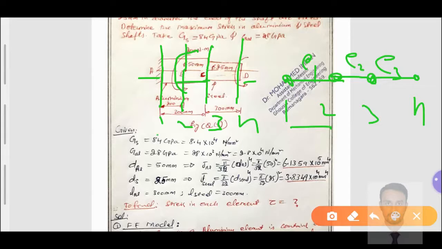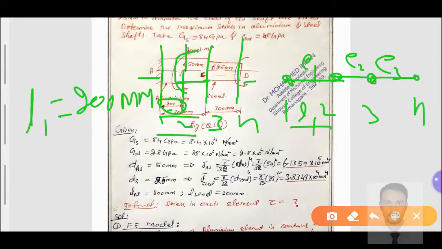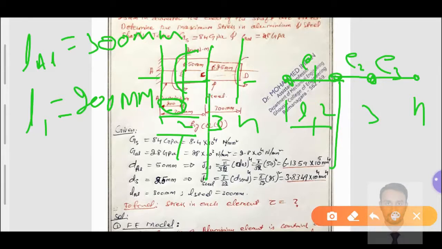From node 1 to 2, the distance is 200, that is L1. The length of element number 1 is L1, which is given from the figure as 200 millimeter. Then the total length of the aluminium, L_AL, is 300 millimeter. Then element number 2 starts from node number 2 to 3 and ends at node number 3. So that is L2.